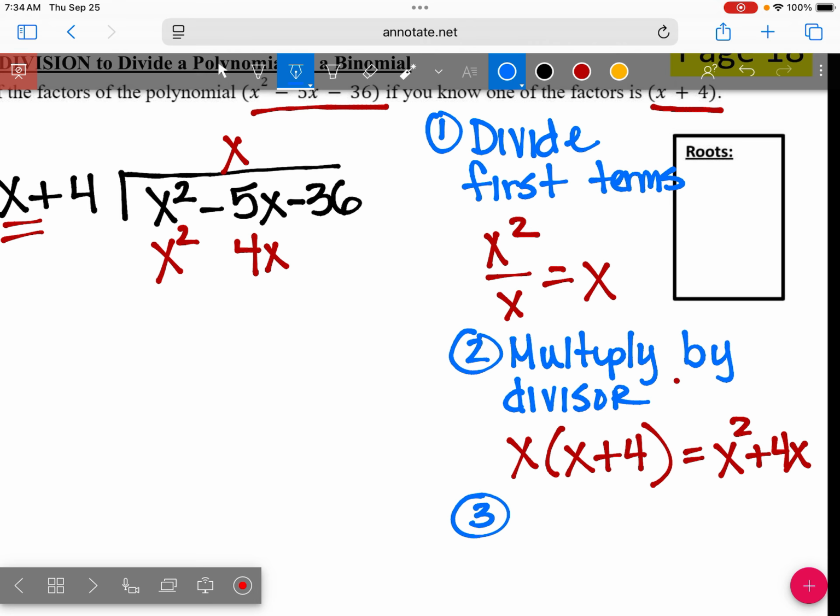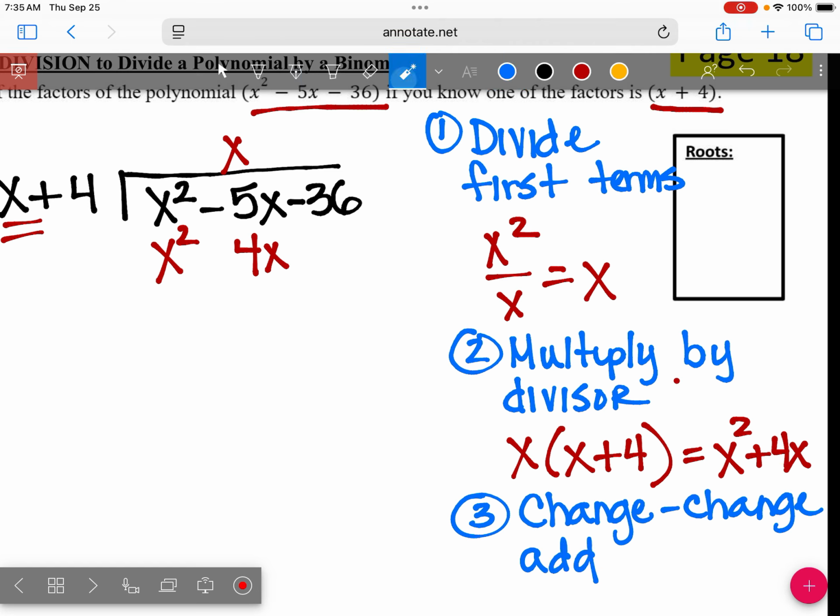And then your last step is to change, and after you change, you're going to add. What I mean by change is whatever sign you get for each term, you have to flip it. So the positive x squared flips to a negative x squared, and the positive 4x flips to a negative 4x. Now draw your line, and we have to repeat it one more time, and we'll be done. This is going to cancel out. See how that goes away.